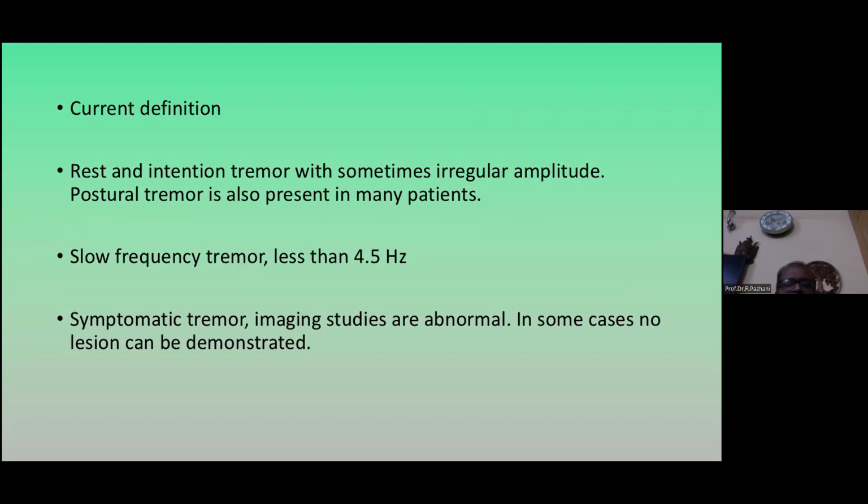Postural tremor is also present in many patients. So you see a resting component, an intention component, and a postural component, and that gives a clue that we are handling a different kind of tremor. It is a slow frequency tremor, less than 4.5 Hz, which I mentioned before. In symptomatic tremor, the imaging studies are abnormal. So you do the MRI brain, and you see there are lesions in the brain. It gives a clue to the structural problem, like the thalamus, which I mentioned, that we are handling a Holmes tremor.